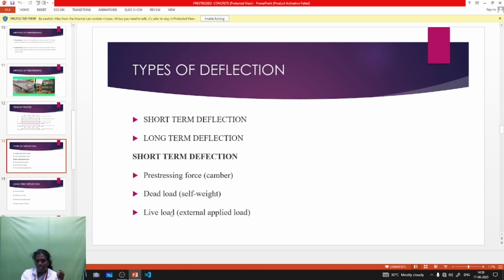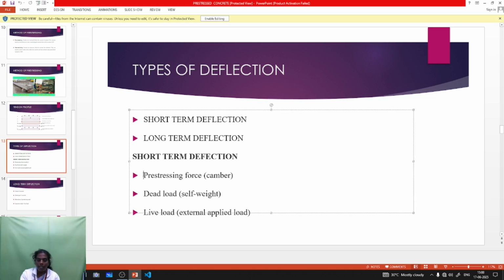already calculated the dead load and free stressing deflection. So the dead load deflection is 5 by 384 WL power 4 by EI, you got it. Then applied the live load deflection is dead load deflection divided by dead load into live load. So getting the live load deflection.